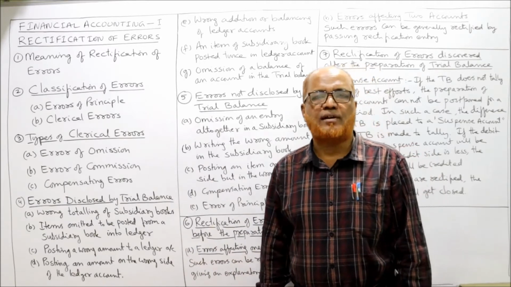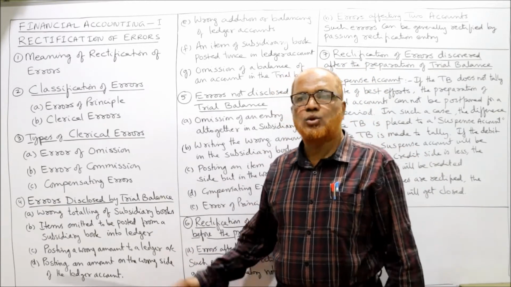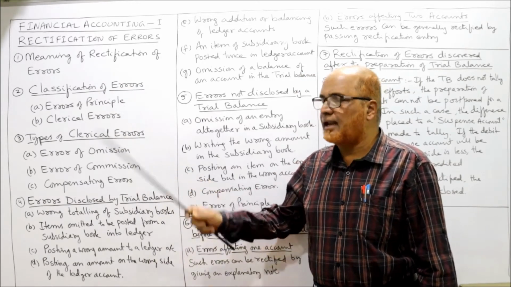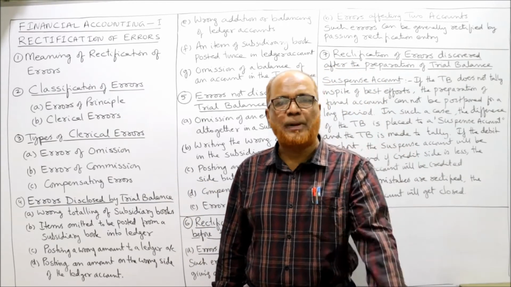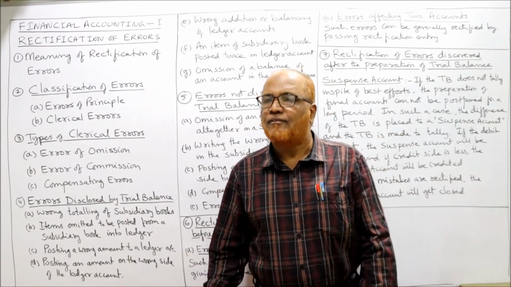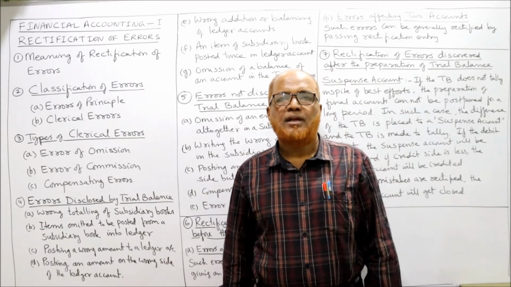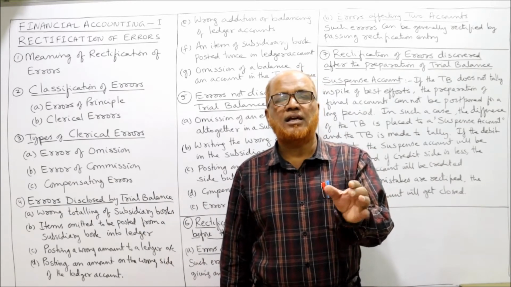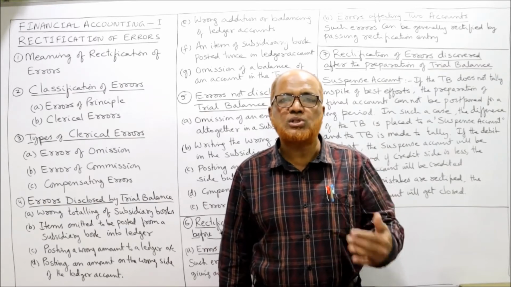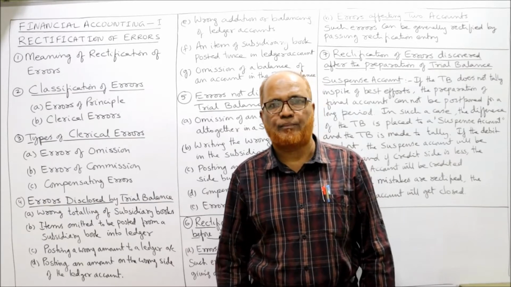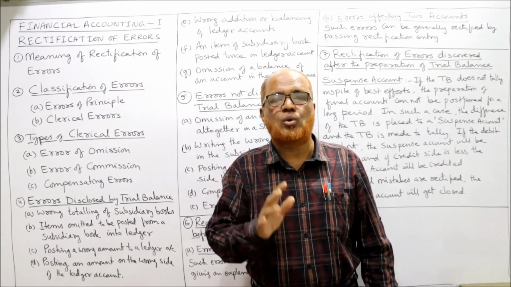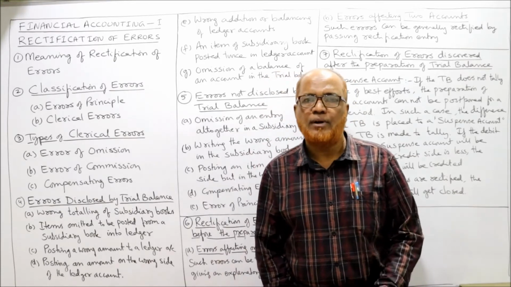Now, classification of errors. We can classify the errors into two types: error of principle and clerical errors. First of all, error of principle. The errors of principle are those errors in which we do not follow the rules or principles of accounting. We have some principles and rules of accounting. If we violate those rules, that error will be called error of principle.